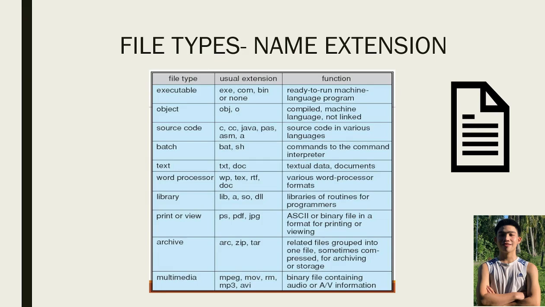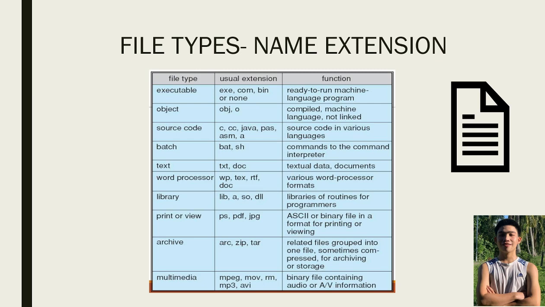So as we can see, we have different types of files. So we have the executable, object, source code, batch, text, word processor, library, print or view, archive, multimedia. So this name extension depends on the file types we have. If the type of our file is executable, then the usual extension for that file would be .exe. Its function is ready-to-run machine language program. This is what we see at the end of the file when we save it on our desktop or wherever we want to locate it. And for the object, the usual extension for the file type object would be .obj.